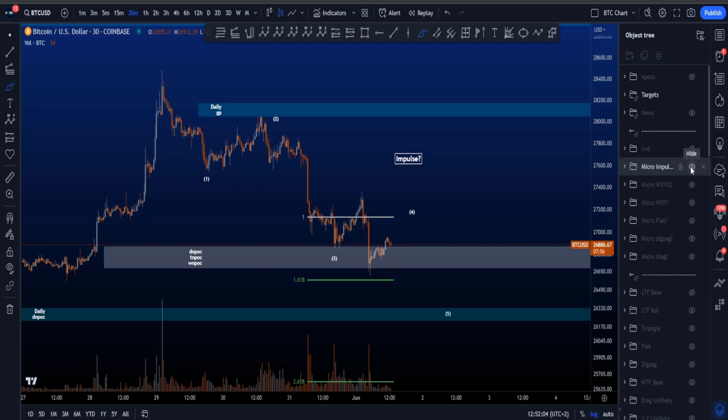Sometimes Elliott Waves is very, very clear, and sometimes Elliott Waves is not so clear. And in both scenarios, I'm bringing you the content.